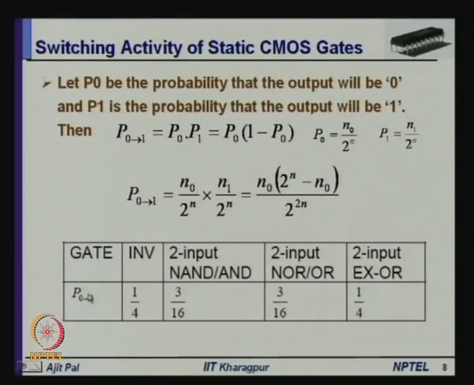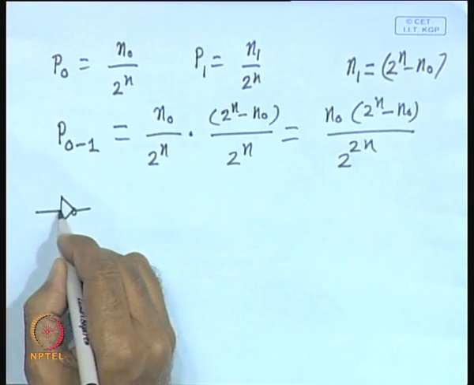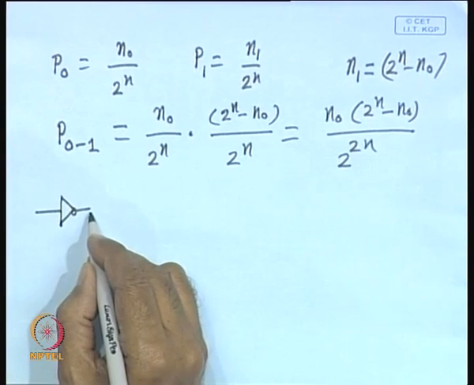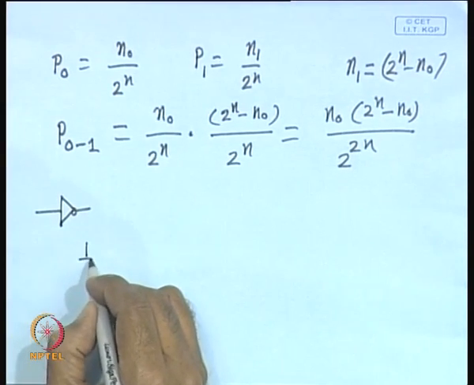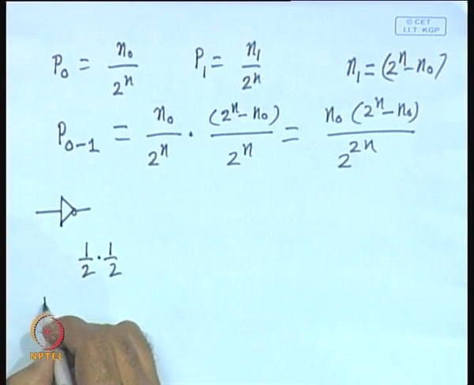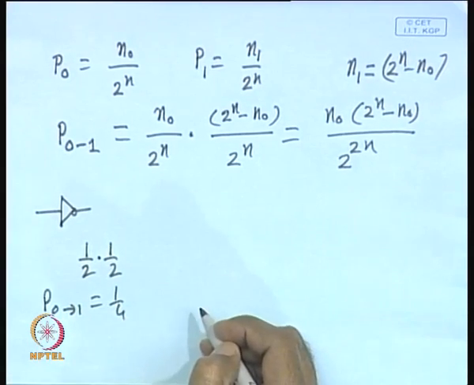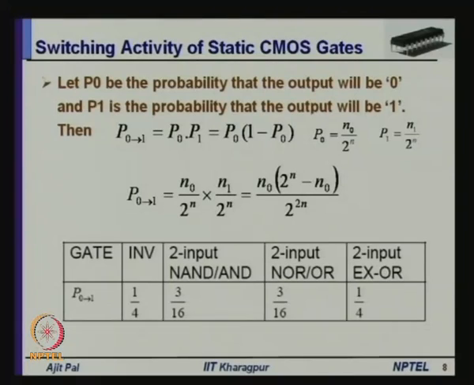Now, for different types of gates the value will be different. For an inverter it is 1 by 4. How is it 1 by 4? Because in an inverter, as we know, you have got only one input. So, the probability that the output will be 0 is half, and the probability that the output will be 1 is also half. That means P 0 to 1 for an inverter is equal to 1 by 4, and for AND and NAND gates we have already discussed, it is equal to 3 by 16. Similarly, for NOR gates it will be 3 by 16.